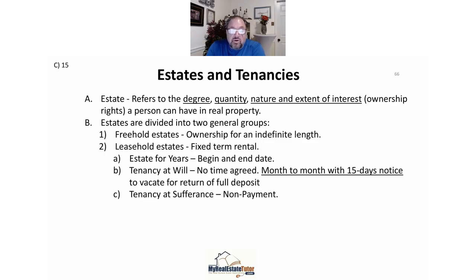So there has to be a 15. Remember, under B2A, estate for years, there's a beginning and an end date. So there's no need for a termination date. And then we talked about sufferance. That means holdover. It's the least of the tenancies. Okay. Now, we talked about freehold estate. That's the ownership. So that has nothing to do with leaseholds. Okay. So ownership under freehold. Freehold is a free man's holding. Leasehold is a lease holding, if you want to say it that way. Okay.